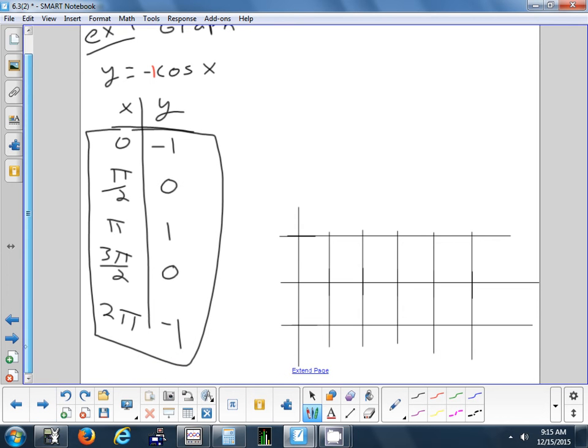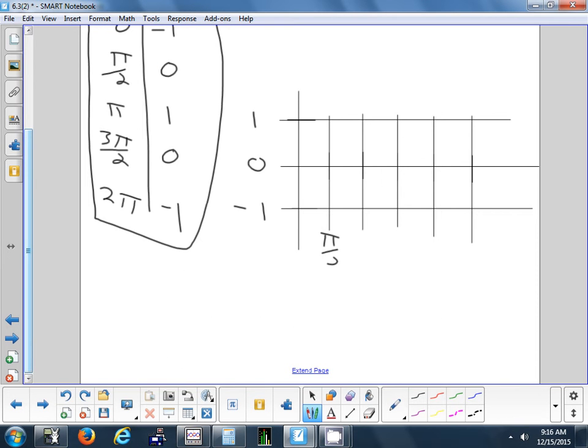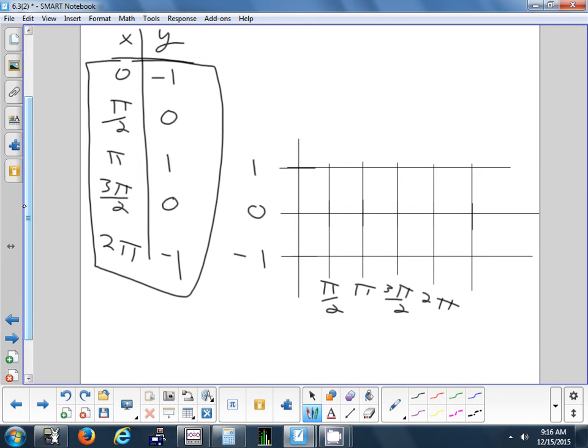Let's sketch it and see which axis it looks like it flipped over. Anybody have a guess before we sketch it? I was going to say the y-axis. This one's going to be over the x. So instead of being kind of an N shape, it's going to become more of a U shape. So just label these. And let's graph our points. So negative 1, 0, 1, 0, negative 1.